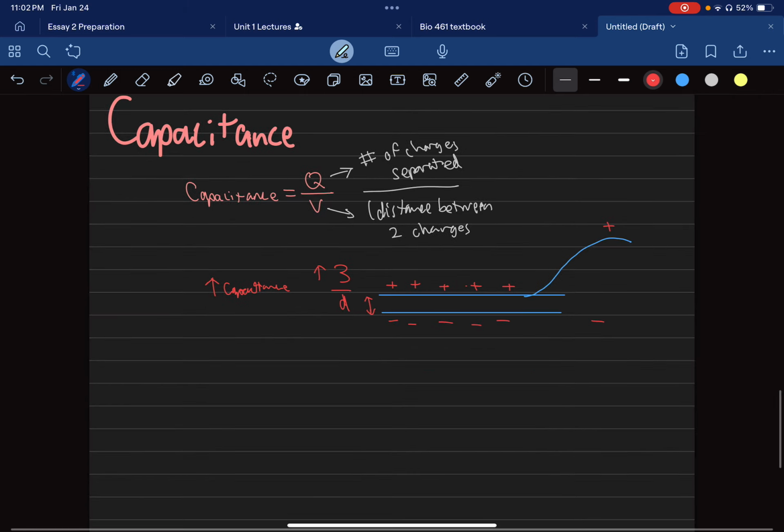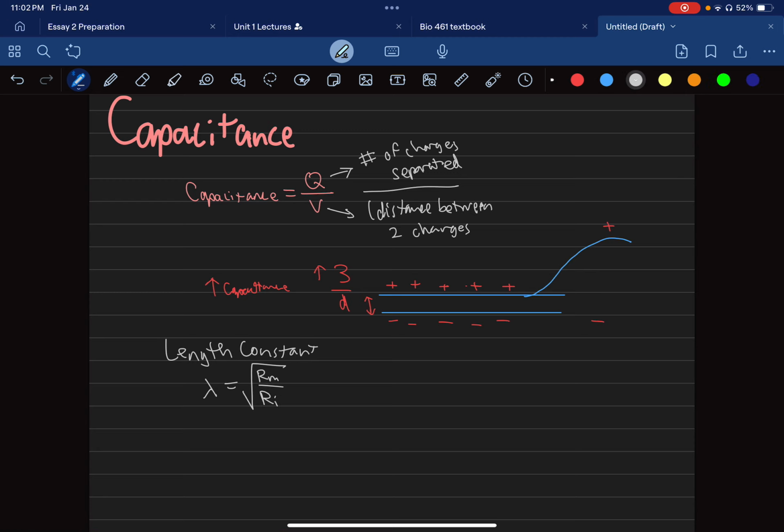So let me just write that down. Our length constant is going to have an equation here. This is length constant, and that's going to be equal to the square root of Rm over Ri. Rm is going to stand for membrane resistance. Ri is going to stand for internal resistance.